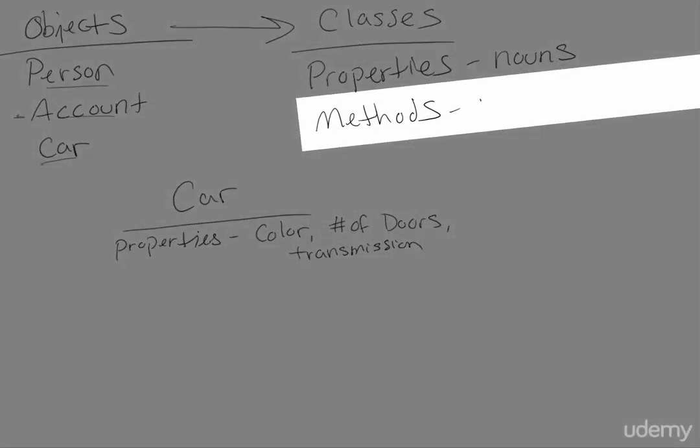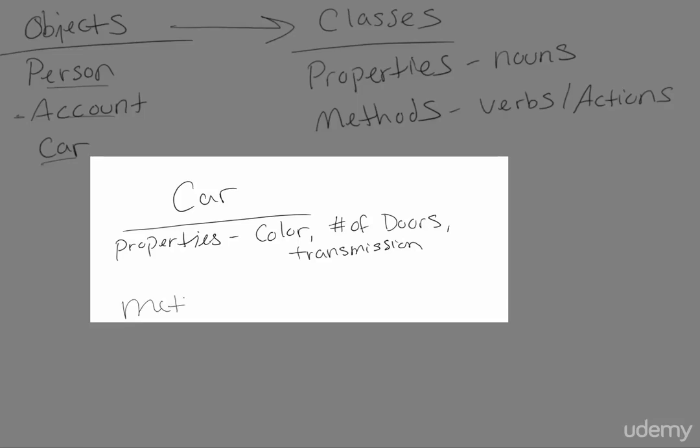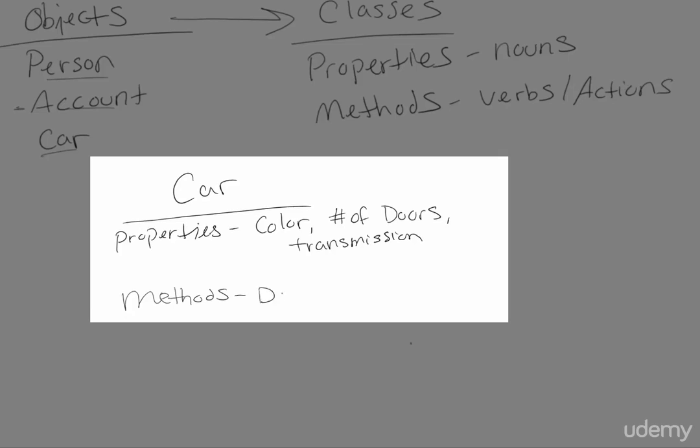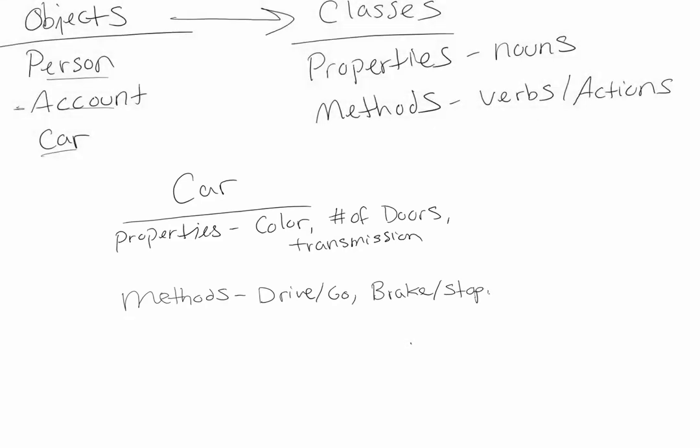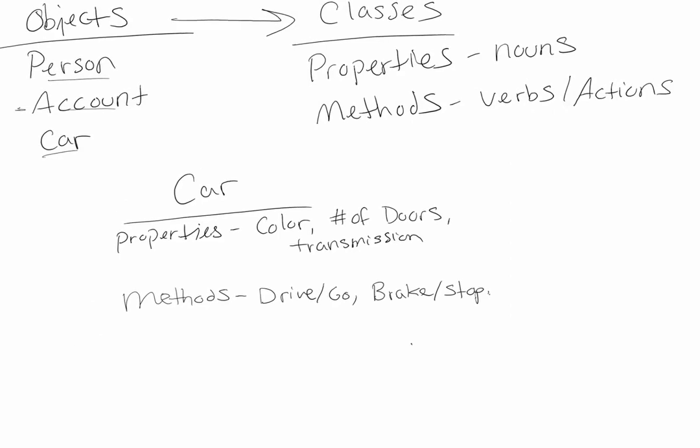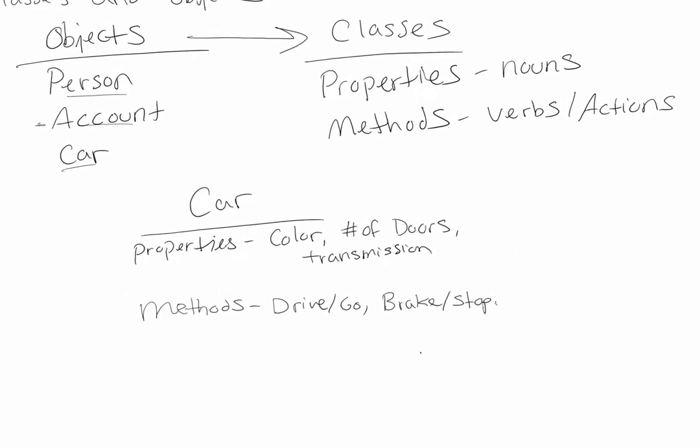Methods are our verbs, actions, right? Things that our object can do. So the methods of a car would be drive or go, brake or stop. You may have other methods that your car specifically can do, like turns on the blinker or activates the headlights, but you get the idea.